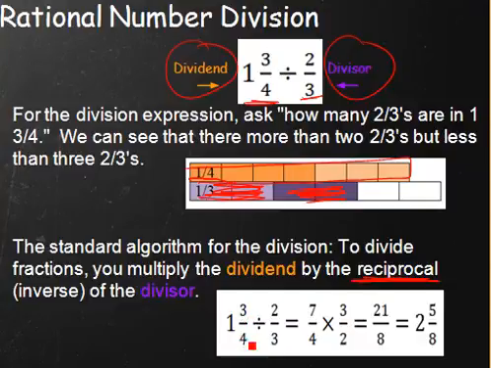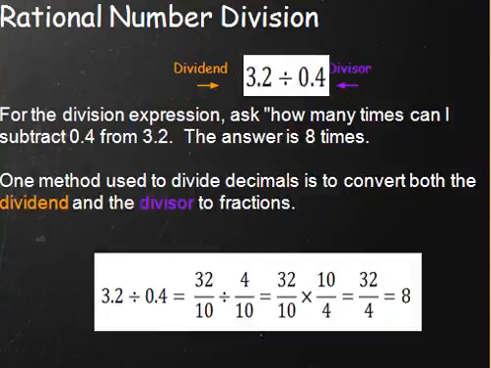1 3/4 as an improper fraction is 7/4. The reciprocal of 2/3 is 3/2. Therefore, we would take 7/4 times 3/2, which gives us 21/8, and 21/8 can be rewritten as 2 5/8. To divide decimals, we can divide them as if they were fractions.